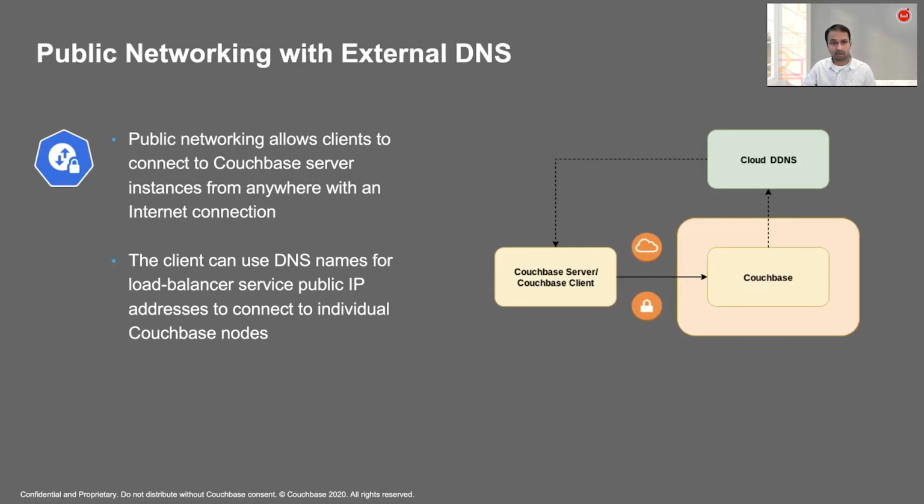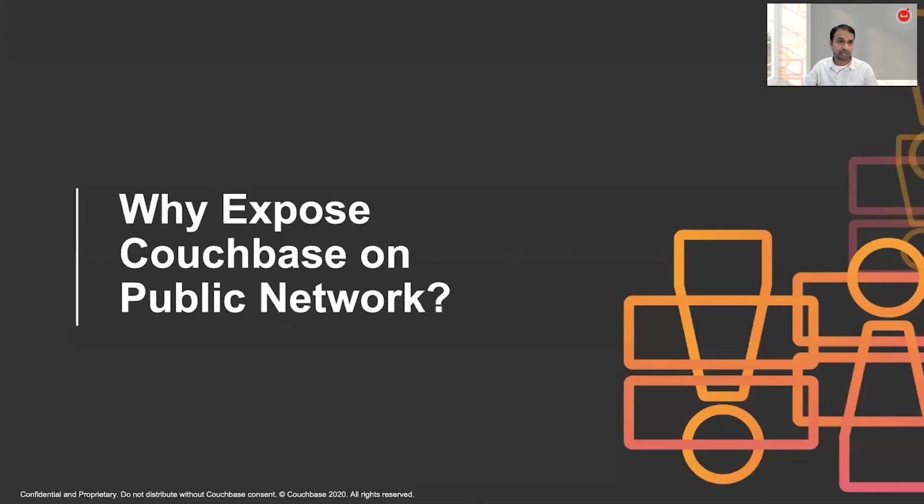So basically, a publicly addressable cluster uses the public networking with external DNS strategy for its network architecture. Couchbase cluster nodes are exposed using load balancer services that have public IP addresses allocated to them. The external DNS controller is responsible for managing dynamic DNS records in a cloud-based provider to provide stable addressing. And this is the public networking with external DNS option. So those are the three networking options available.